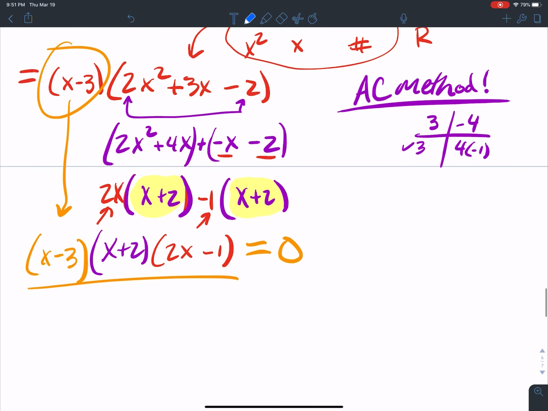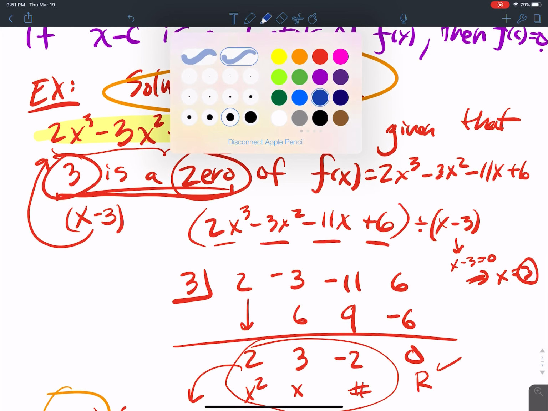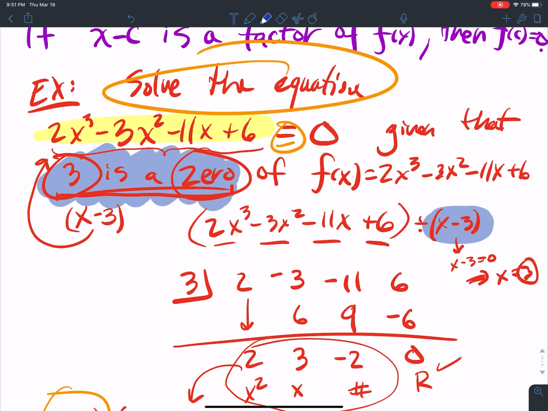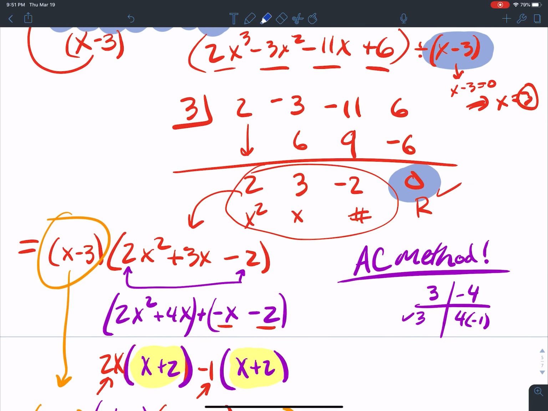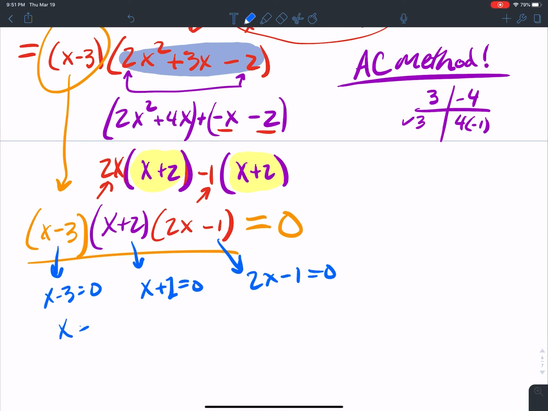So the trick here with the factor theorem was, given the information that 3 was a 0, we came to this conclusion that when I did synthetic division, I would get a 0 here, and then I could get this factored form from here. Set each piece equal to 0 and solve for x. And hopefully we can solve each one of those three equations. X equals 3, x equals negative 2, and x equals 1/2. Okay? Those are the solutions.